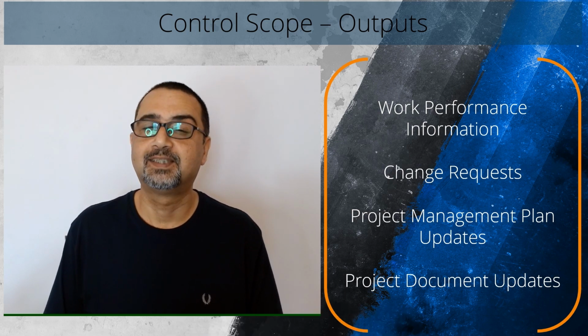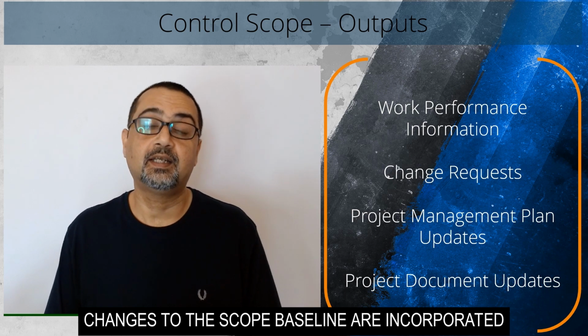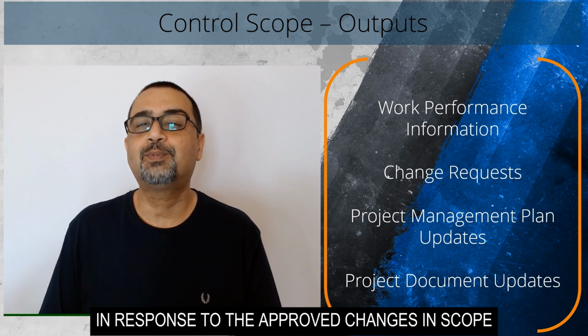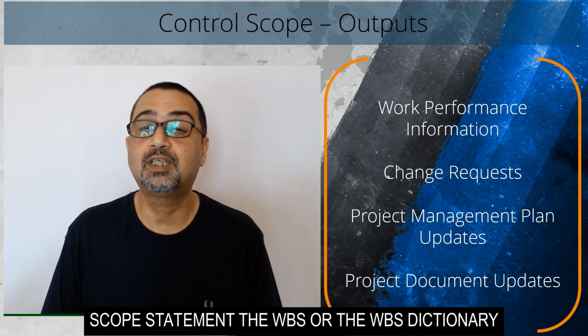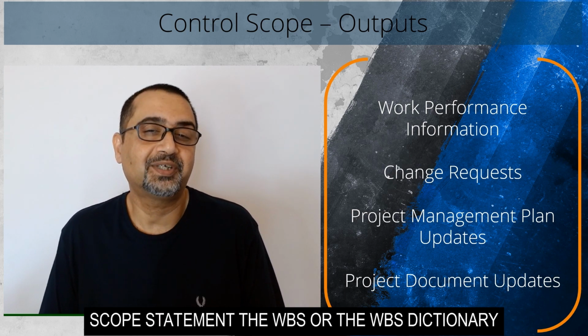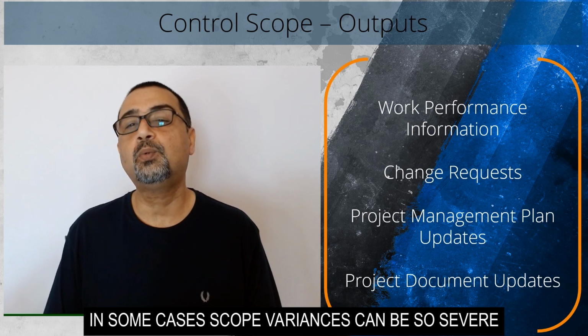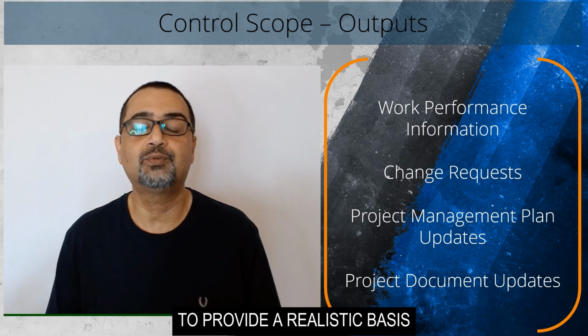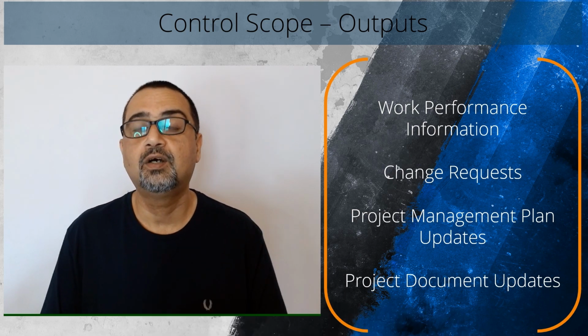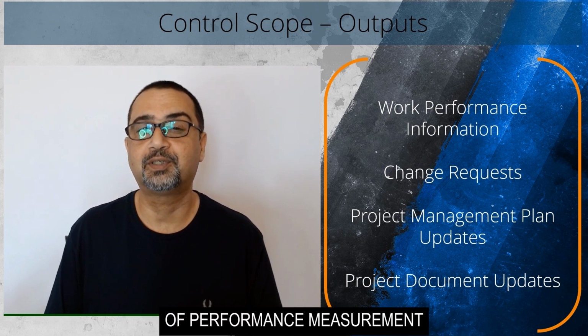Scope baseline. Changes to the scope baseline are incorporated in response to the approved changes in the scope statement, the WBS, or the WBS dictionary. In some cases, scope variances can be so severe that a revised scope baseline is needed to provide a realistic basis of performance measurement.